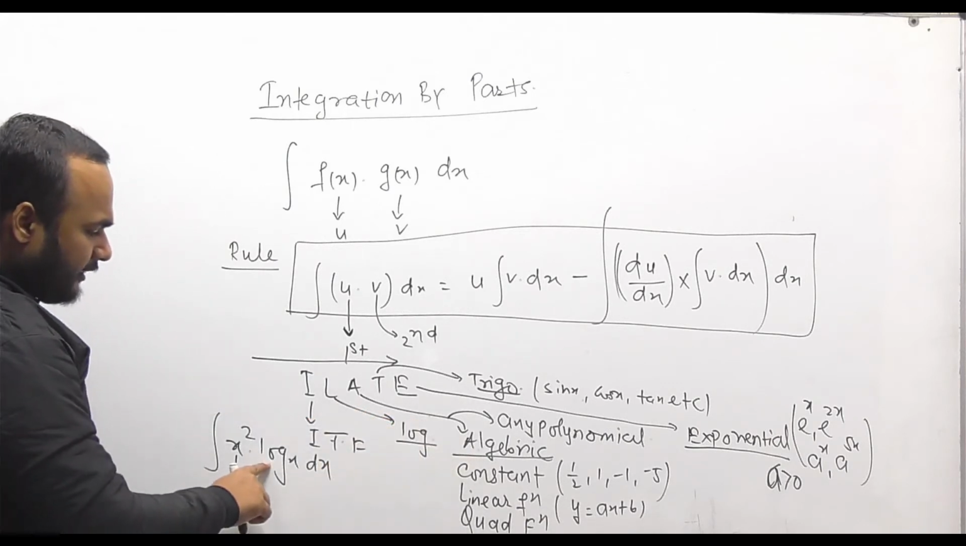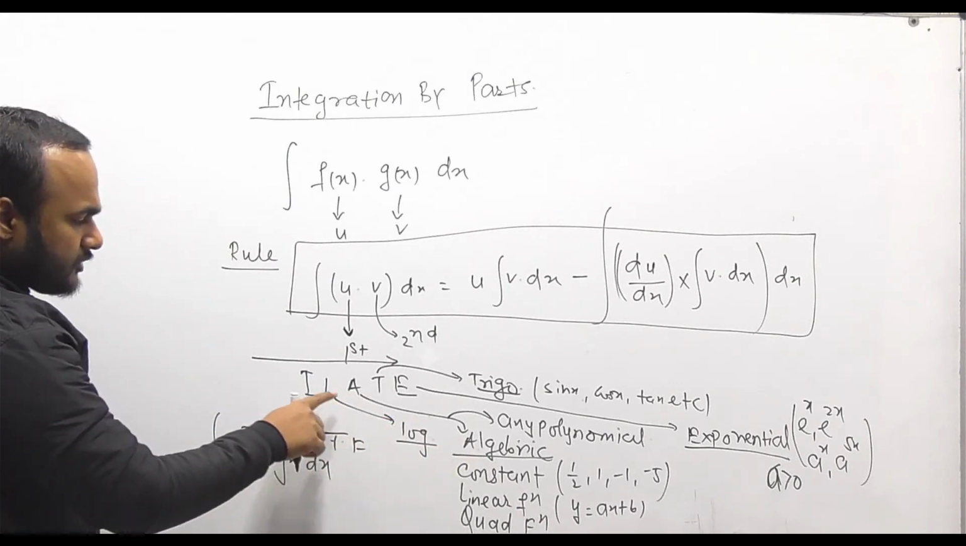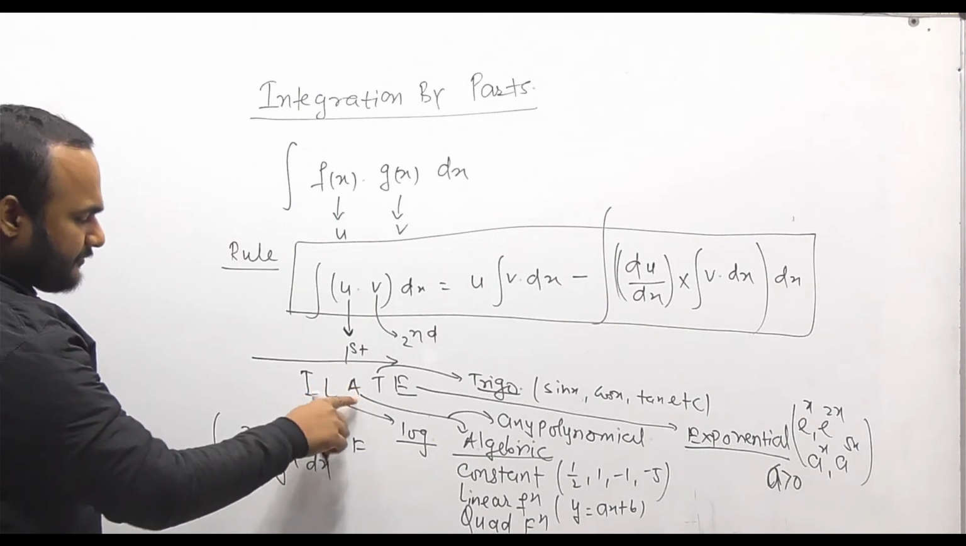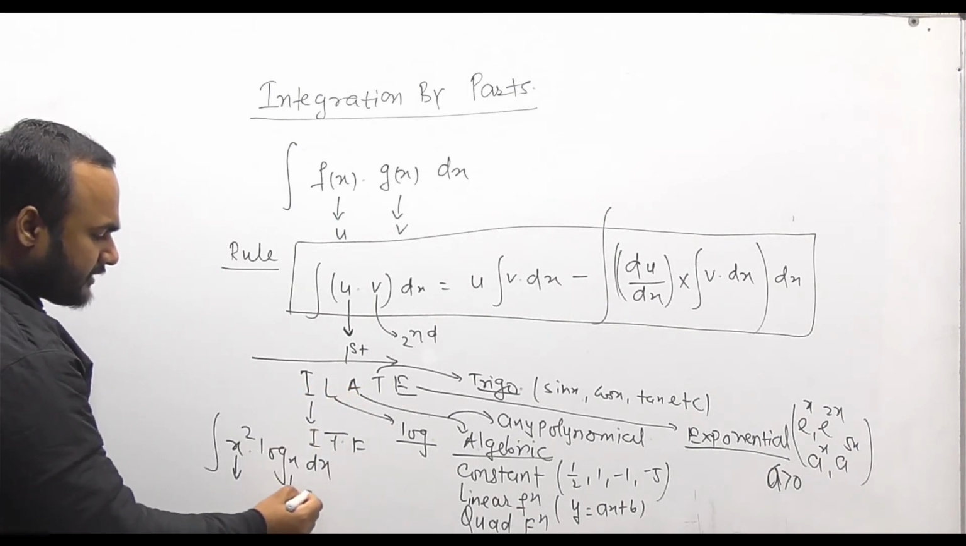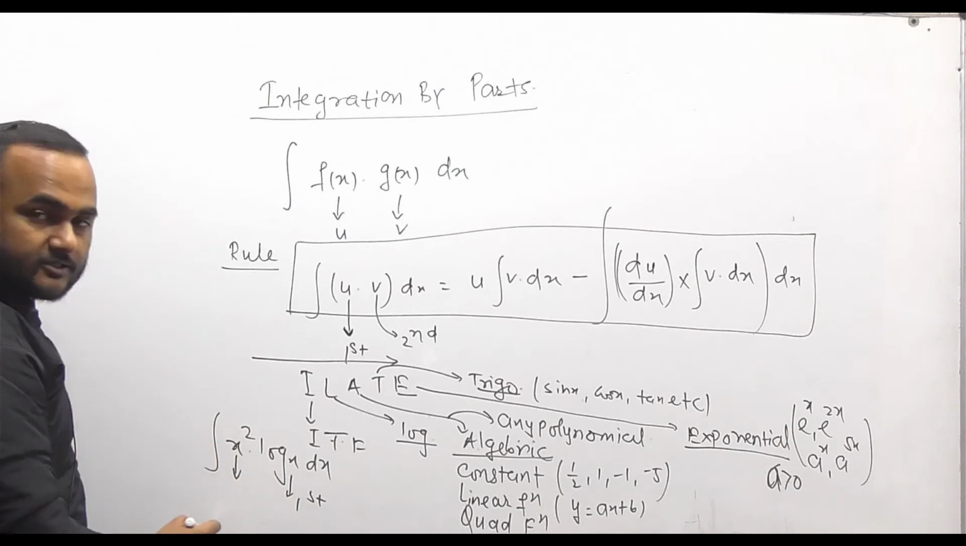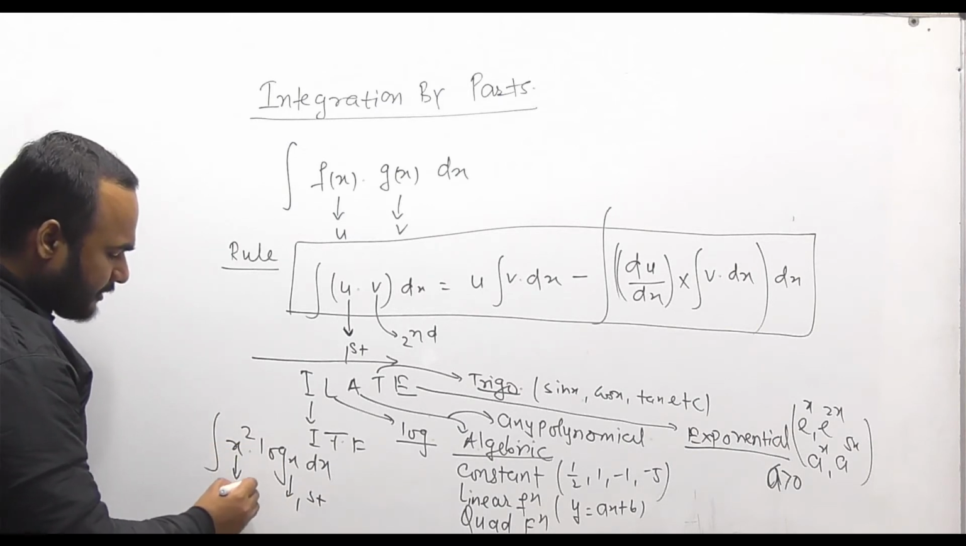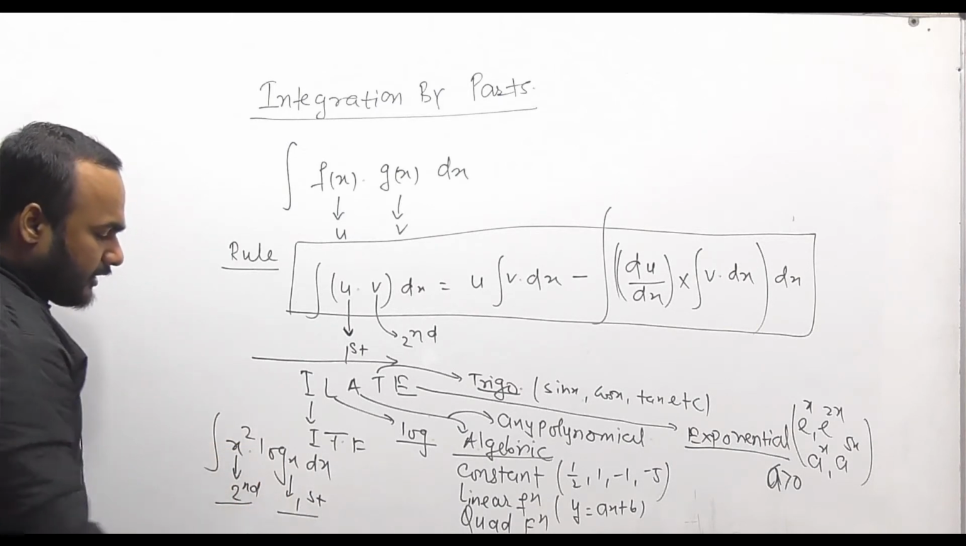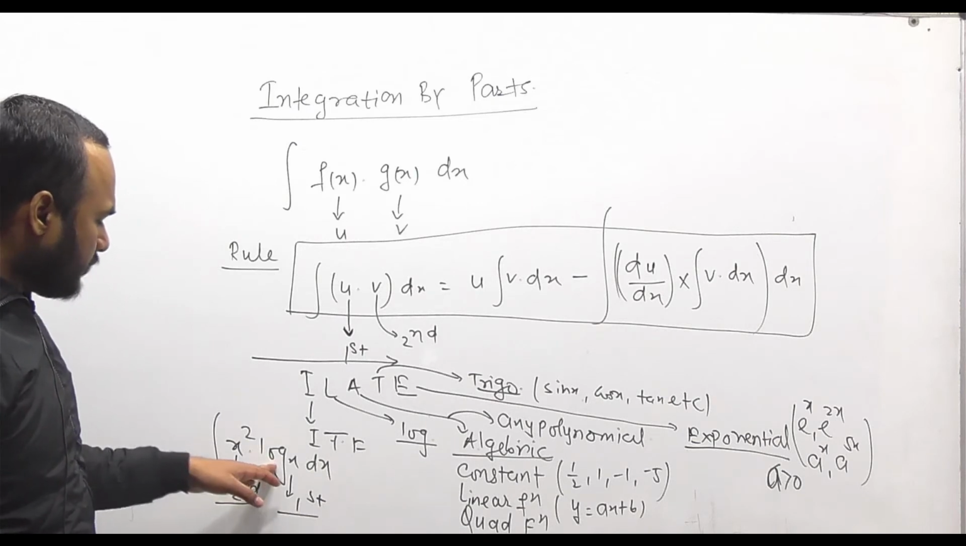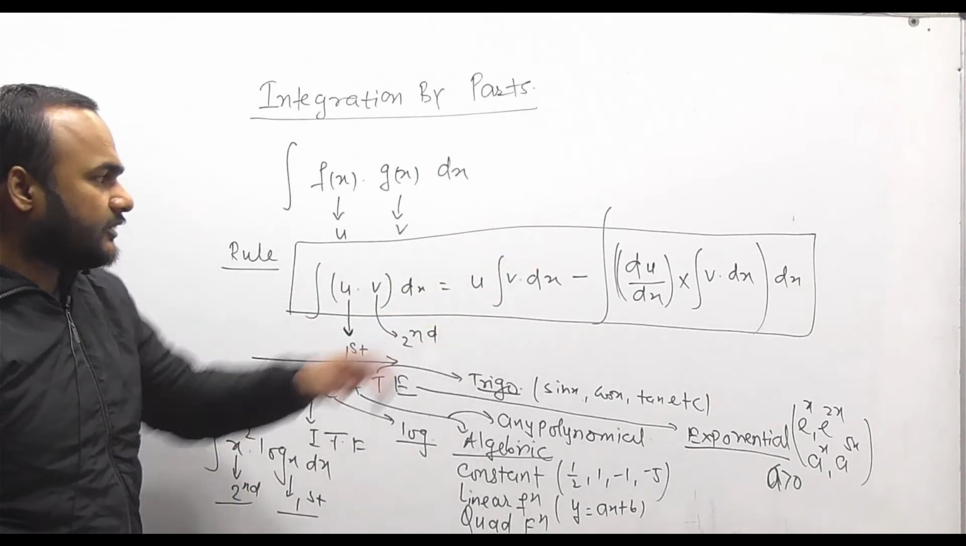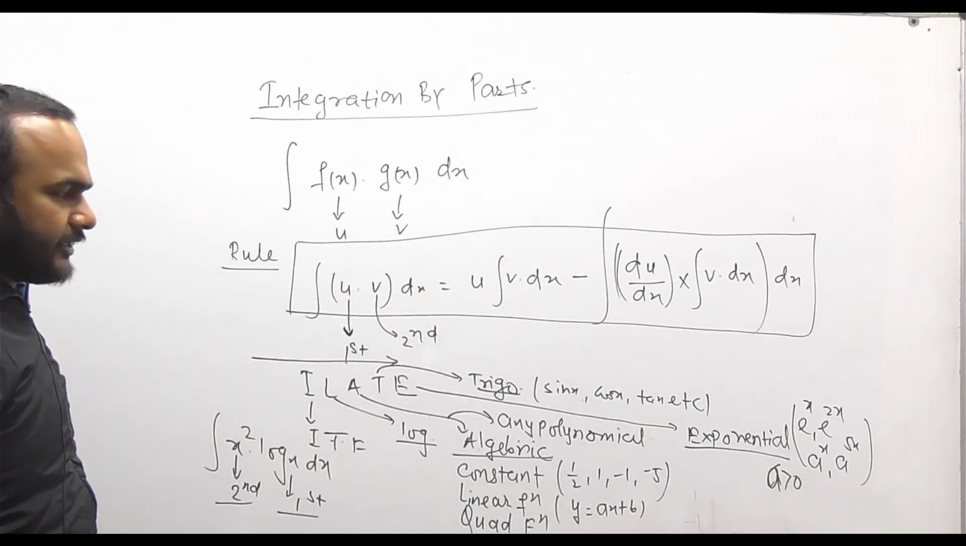Algebraic, and log x is a log function. So log comes before the algebraic function, that's why we will choose the log function as the first function and x square as the second function, because it is an algebraic function. Now according to this, this will be u and this will be v. Now we will apply the by parts formula to integrate it.